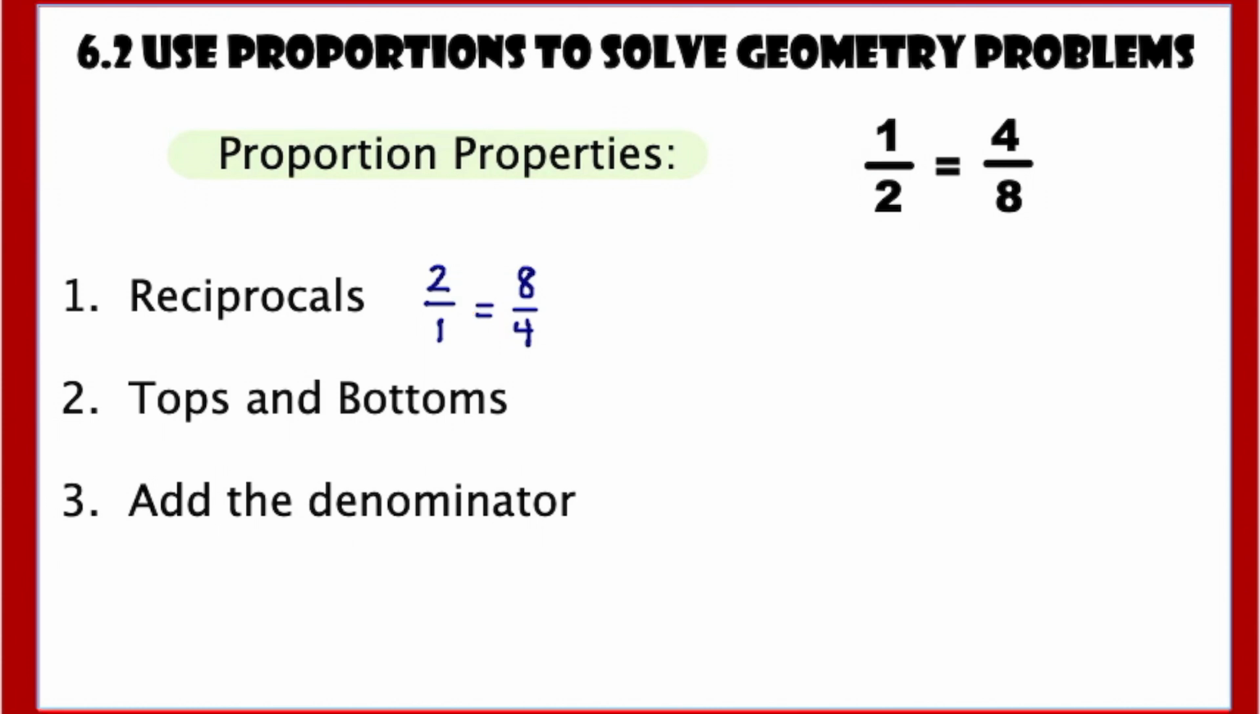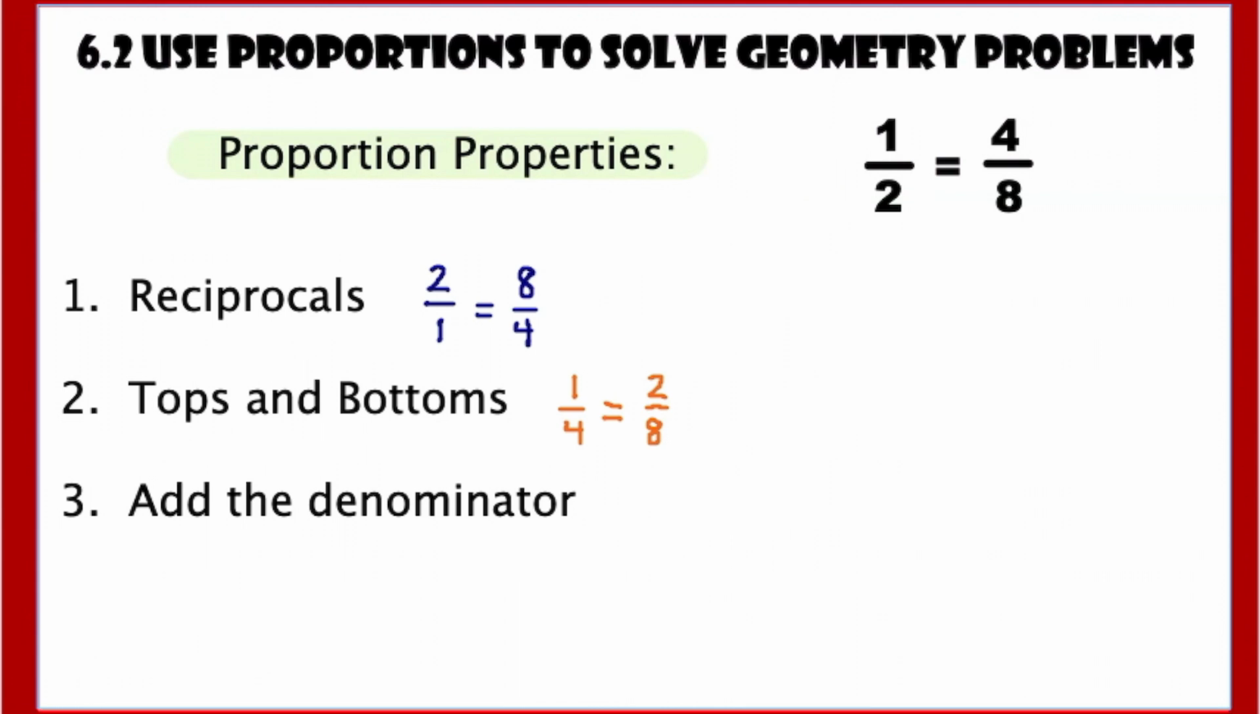The next way I'm going to rearrange using this property, I call it tops and bottoms. If we look at the tops, or the numerators, the 1 and the 4, what if we compare those in a ratio, 1 to 4? And then compare the denominators, 2 to 8. Well, crazy, those are equal to each other. 1 to 4 is equal to 2 to 8. 1 times 8 equals 2 times 4. So that's another true proportion based on those same numbers.